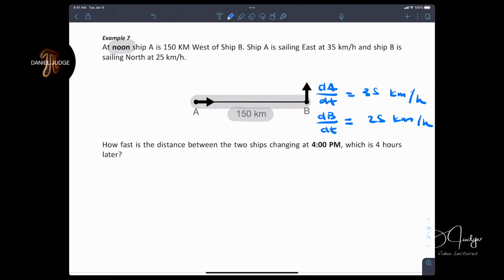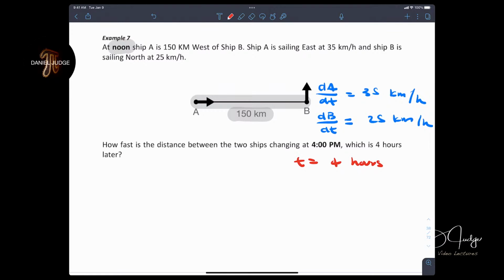How fast is the distance between the two ships changing at 4 p.m.? In other words, 4 hours later. T equals 4 hours. So how fast is the distance between the two ships changing here? Okay, so how fast is the distance between the two ships changing?